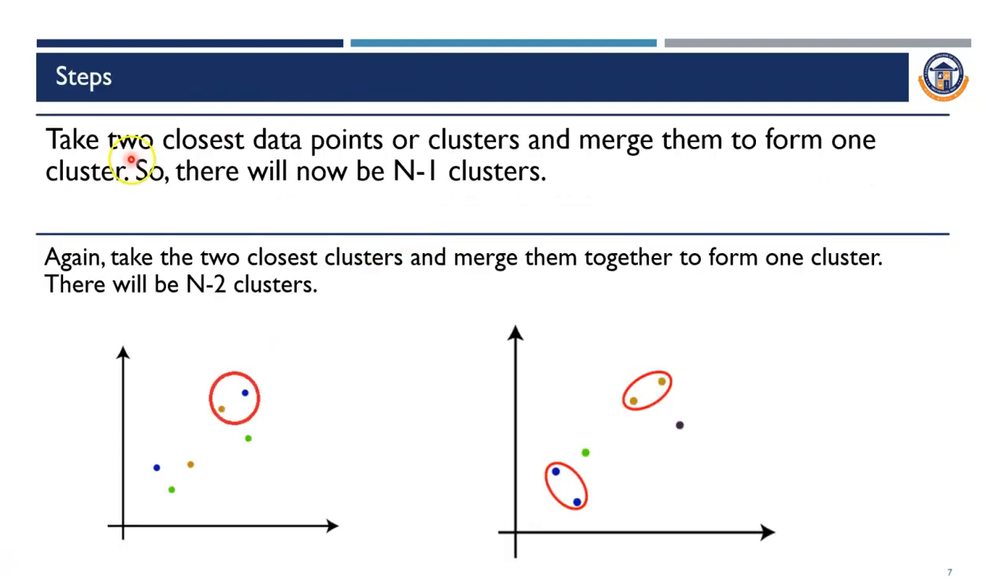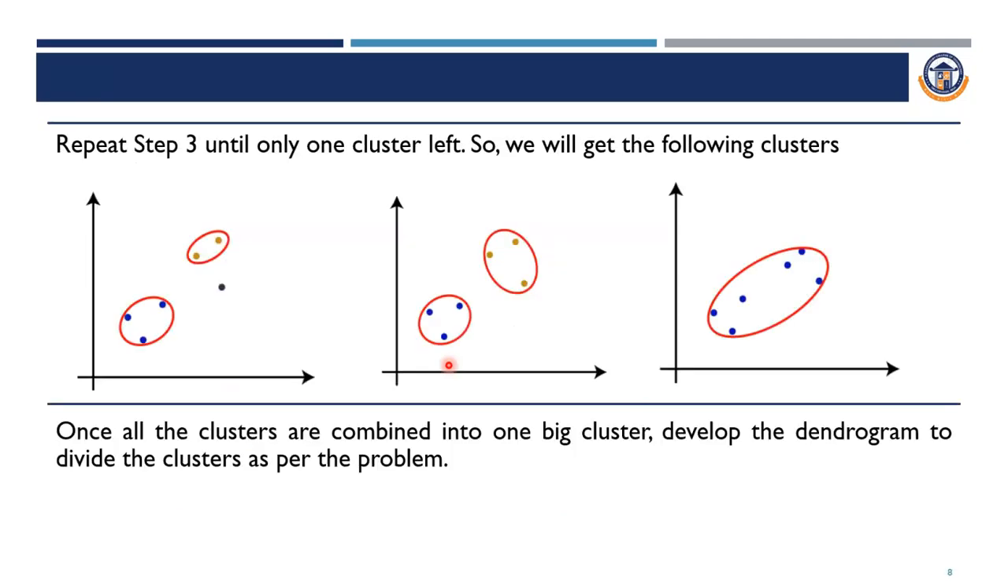In the next step, take the two closest data points or clusters and merge them to form one cluster. There will now be n minus 1 clusters. Again, take the two closest clusters and merge them together to form a single cluster. There will be n minus 2 clusters. The first figure represents n minus 1 clusters, and the next one represents n minus 2 clusters.